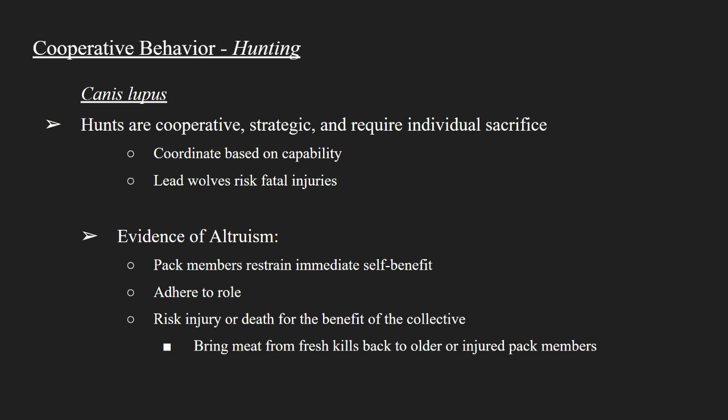This level of cooperative hunting is a clear display of altruism. Each pack member restrains their immediate self-benefit, adheres to their role, and potentially risks their life, all for the benefit of the collective. If wolves acted independently based on self-interest during the hunts instead, injuries could arise and prey may escape more frequently. A 37-year study of one wolf pack in Canada is indicative of further altruism in hunting. The study found that adult wolves would regularly bring meat from fresh kills back to older or injured pack members that could not actively hunt on their own.